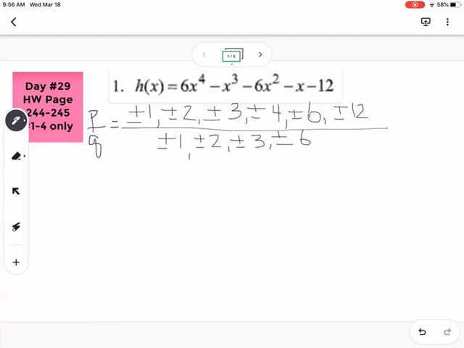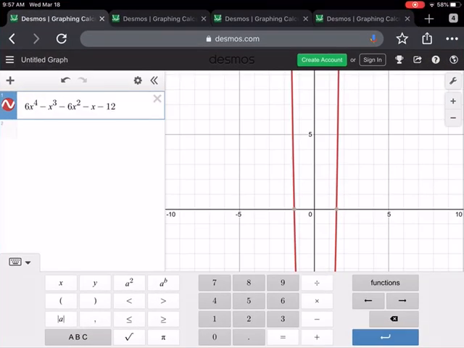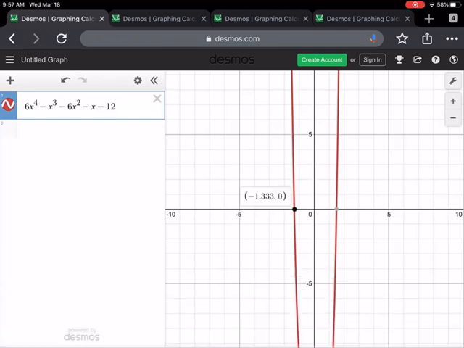So now what you're going to do is take the function and put it into your graphing calculator, and let's get some ideas of what our probable roots are. So there it is, I have it on Desmos. You can see between -1 and -2, so we probably have that fraction, which is -4/3. And then on the right-hand side, 1.5.